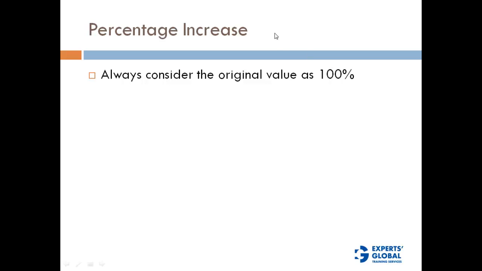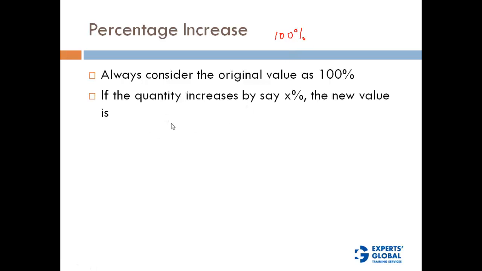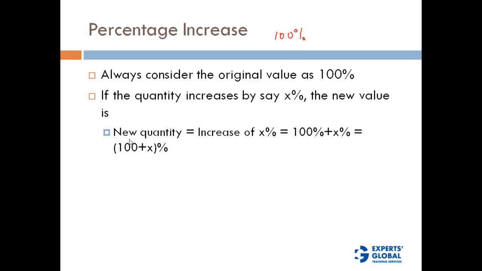So let's move on to this concept of percentage increase. Whenever you are dealing with percentage increase, always consider the original value as 100%. If we have 100%, your calculations become much easier. So if the quantity increases by say X%, then the new quantity is going to be the original quantity, which is 100%, plus X%. So the new quantity is going to be 100 plus X%. Correct?